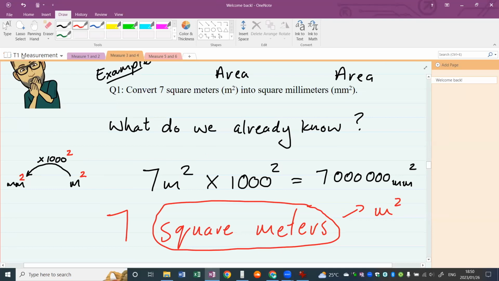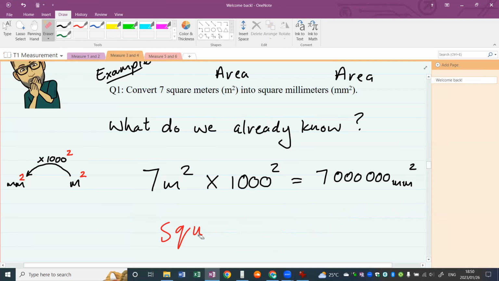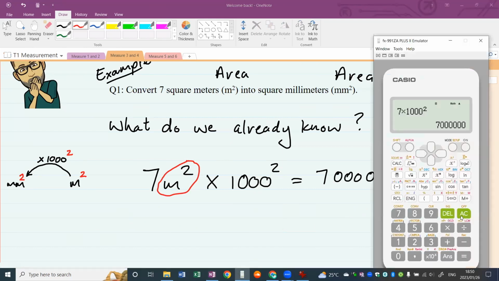So the 2 in my statement here, when I say 7 m squared, the square doesn't belong to the 7. It goes with the m. It's on the letter m, and we don't use it in the calculation. But the 2 on the 1,000 belongs to the 1,000, and that must be used in our calculation. So look at my calculator.